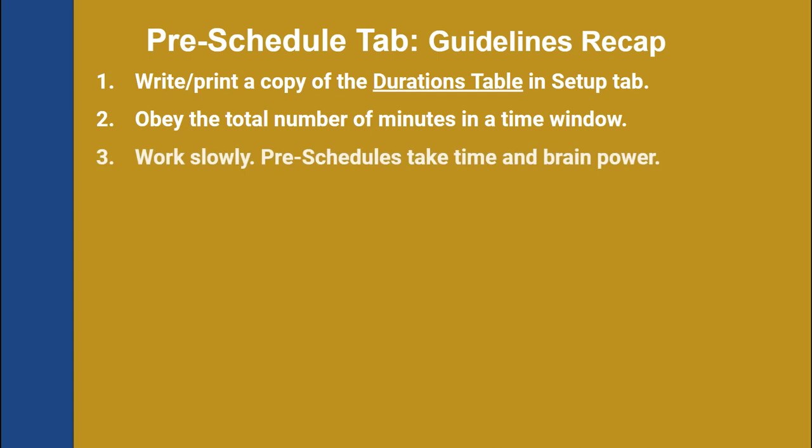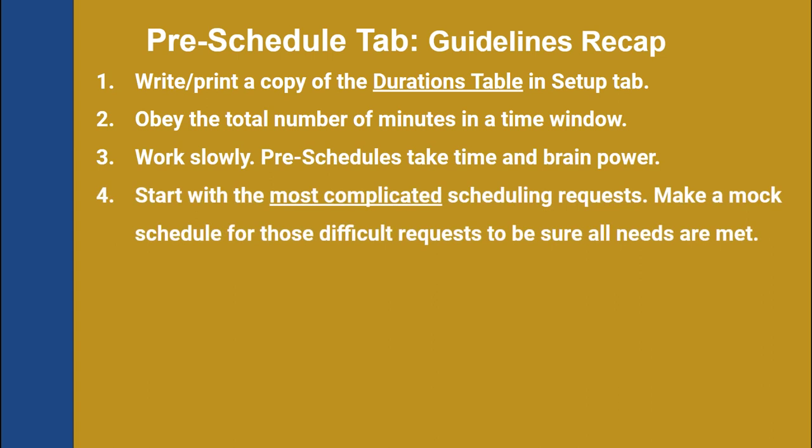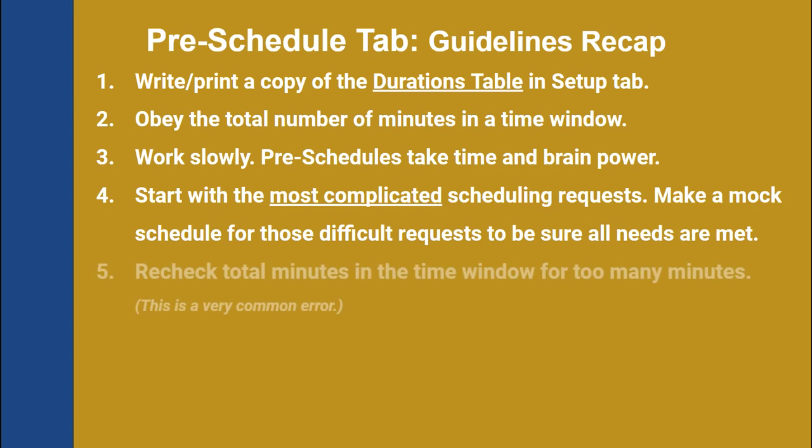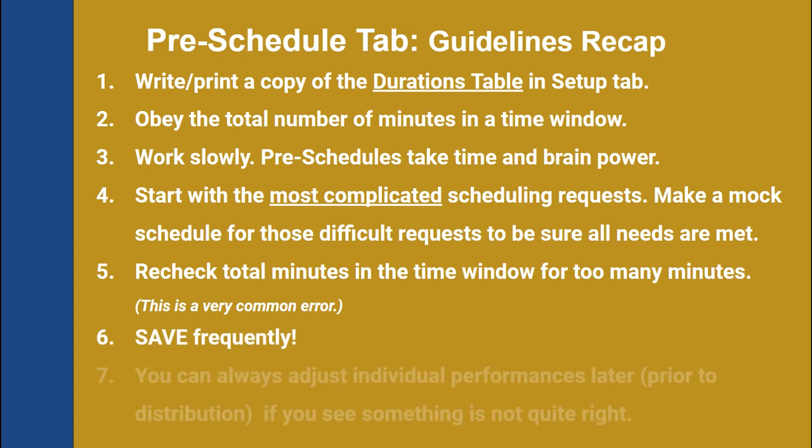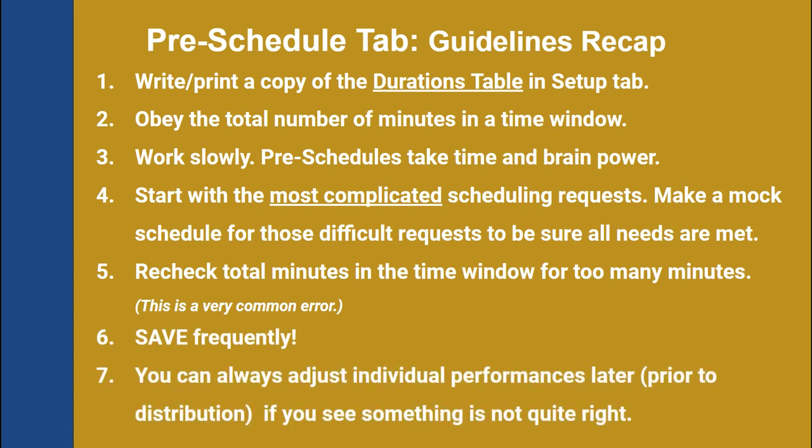Work slowly. Pre-schedules take time and brain power. Start with the most complicated scheduling request and make a mock schedule for those really difficult requests to be sure all needs are met. And then enter it into the pre-schedule tab. Again, recheck total minutes in the time window so that you don't overbook the window. This is a very common error. Save frequently, and remember you can always adjust individual performance times later if you see something that is not quite right.